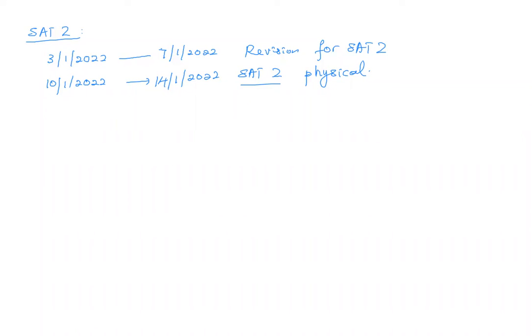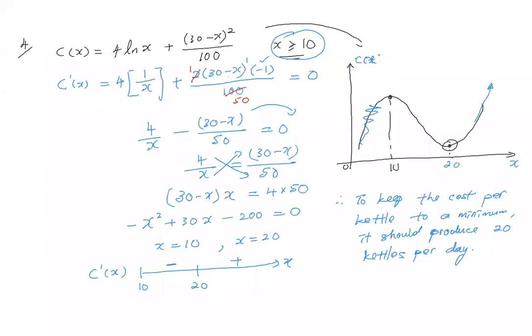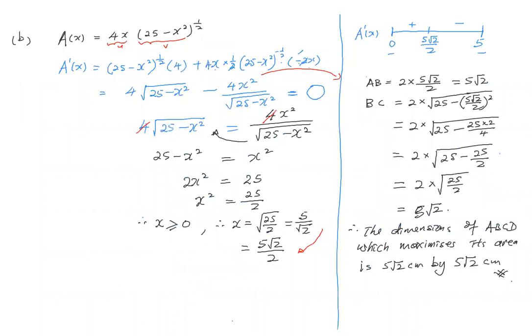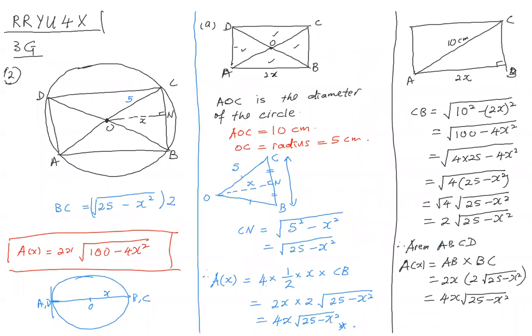Miss, can you explain again how we get the 5 at 2B? Just now that one, this one. The domain for the sign diagram.